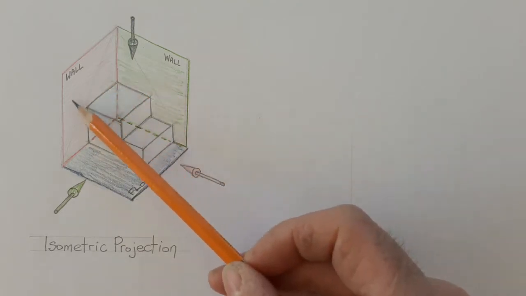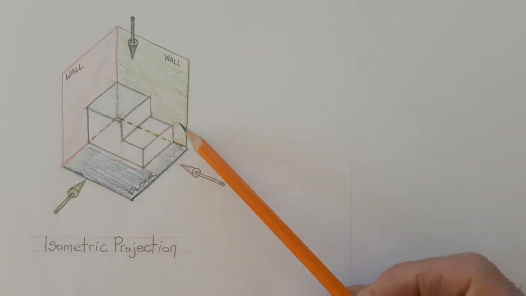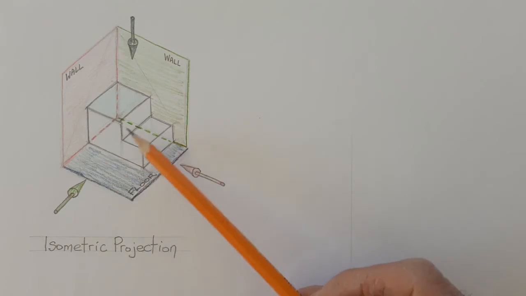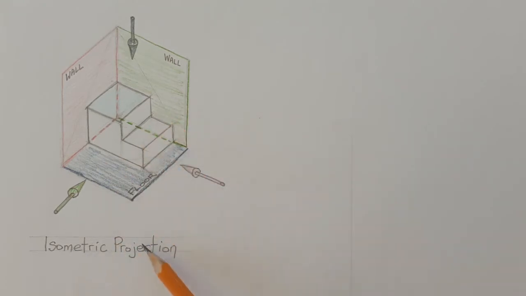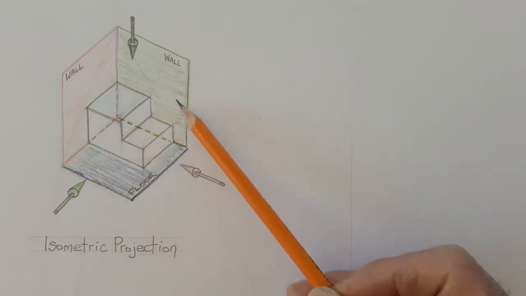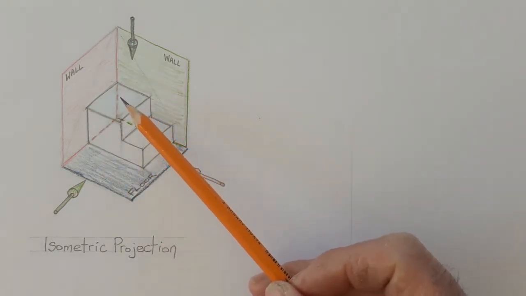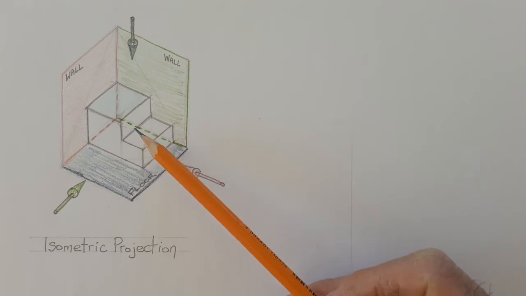So the measurements in an actual 3D as we look at it, because the lines are running away from us, appear shorter than they actually are. So that's where isometric projection comes in. We're drawing a more realistic 3D view of the object.